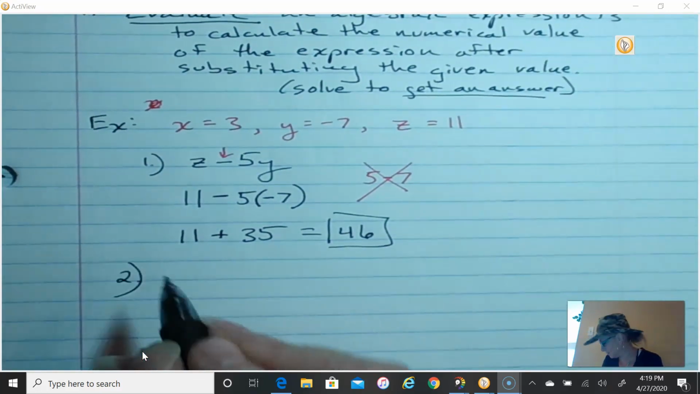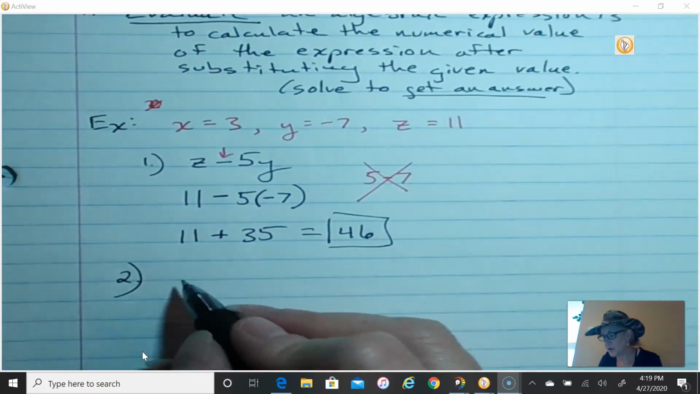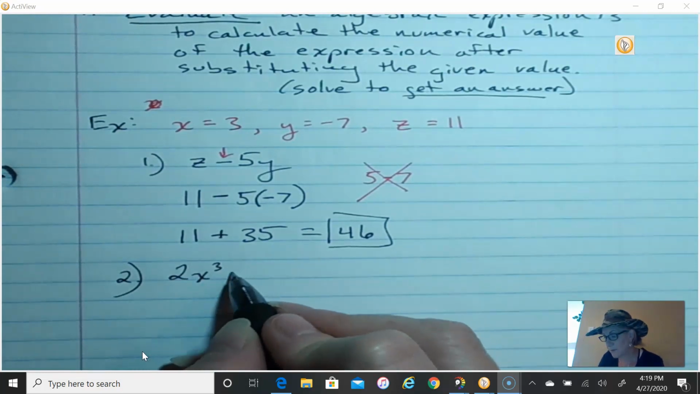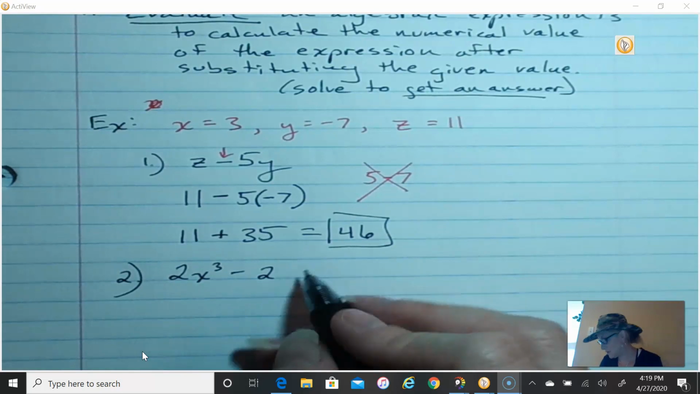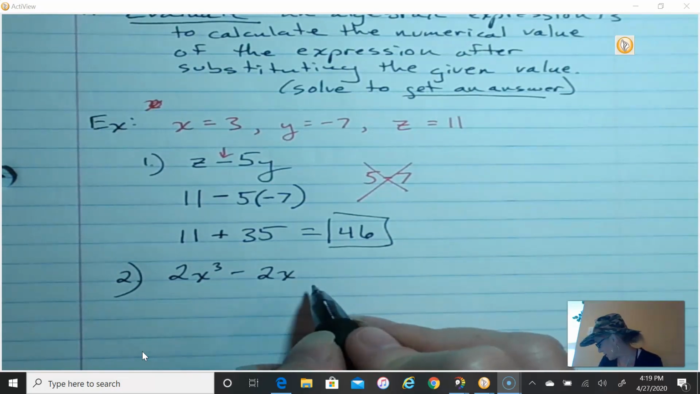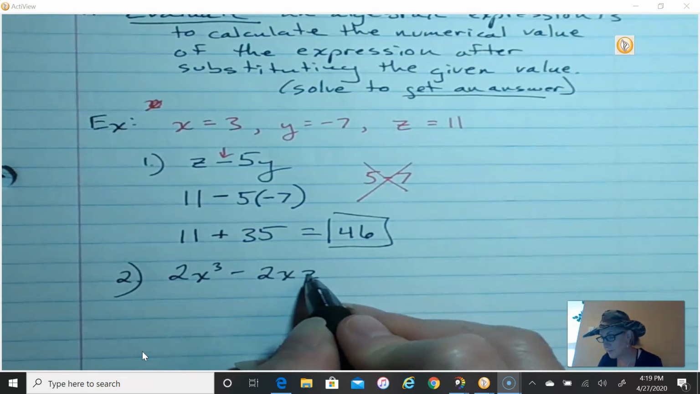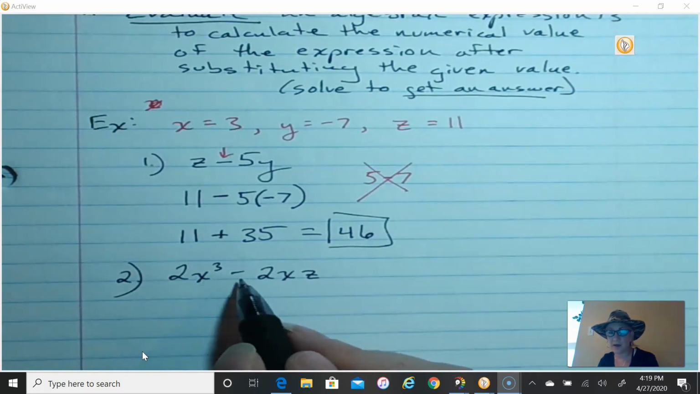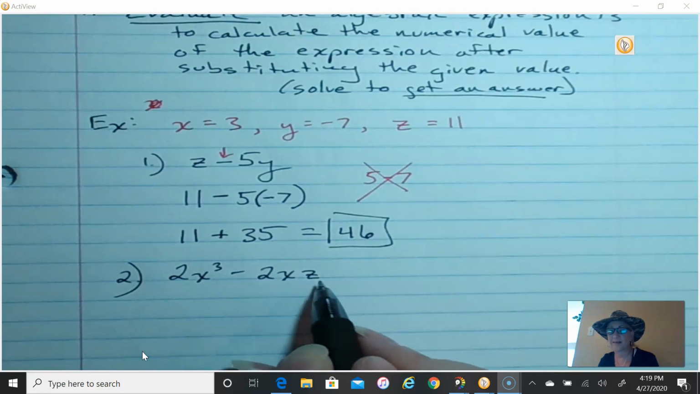Okay, let's do another one. 2x cubed minus 2 times xz. So that's 2 times x cubed minus 2 times x times z.